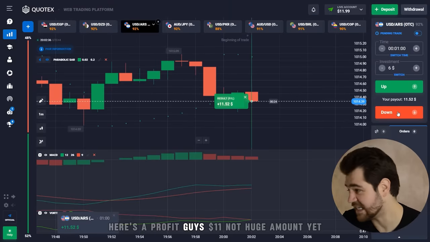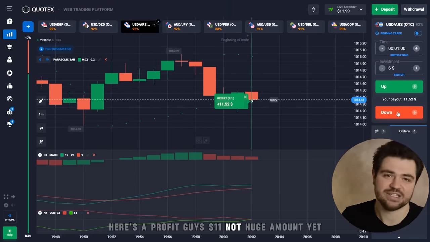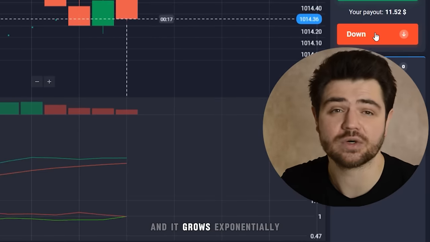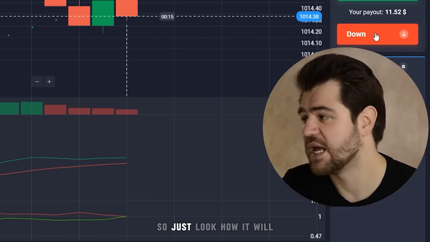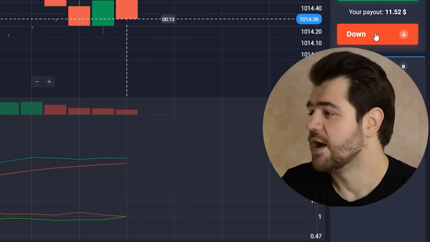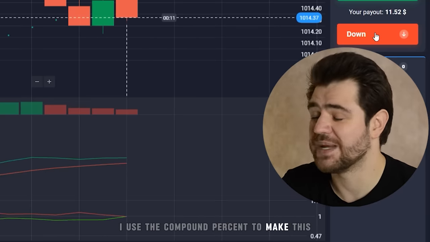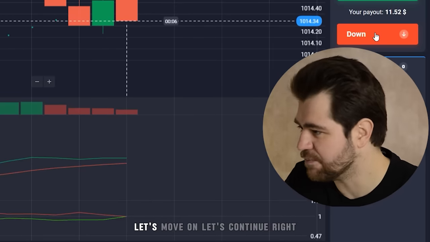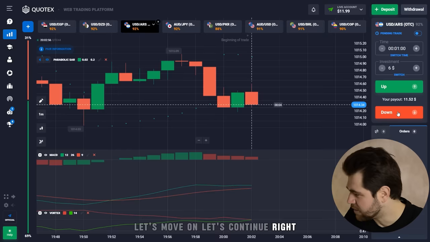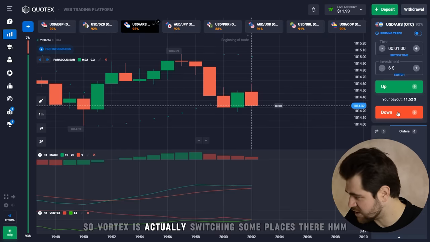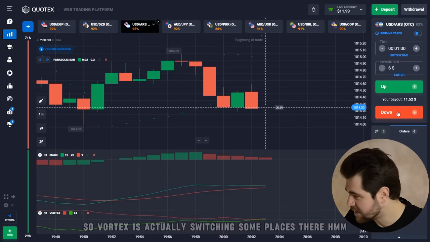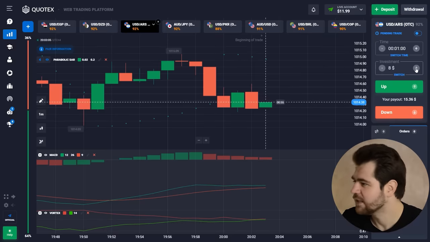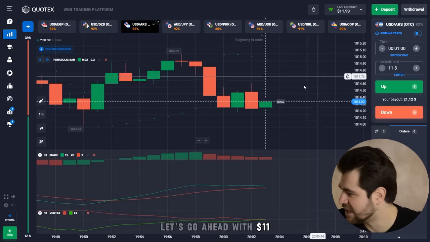Here's a profit, guys. $11, not a huge amount yet, but we're starting with something, and it grows exponentially. So just look how it will use the compound percent to make this snowball effect, and the balance is going to grow exponentially. Let's move on, let's continue. Right, so Vortex is actually switching some places there. Let's go ahead with $11.